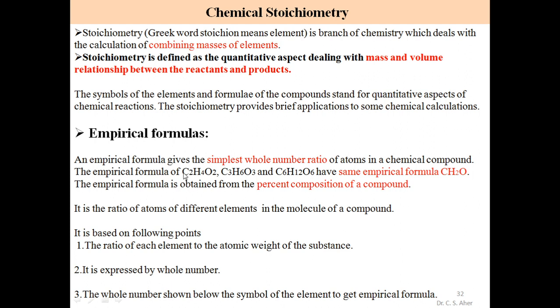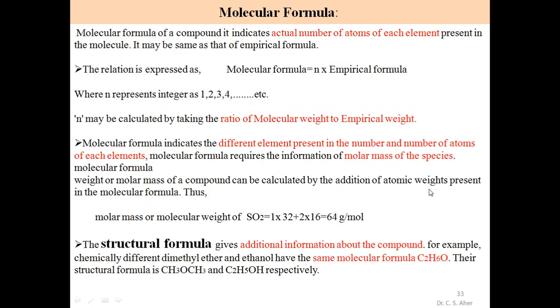In the first compound, carbon atoms are 2 in number. In the second compound, carbon atoms are 3 in number. In the third compound, actual carbon atoms are 6 in number. So these are the three actual compositions present in the molecular formulas, and these three molecular formulas have the same empirical formula. So the empirical formula and molecular formula are different. Sometimes the empirical formula and molecular formula are the same; it depends upon the number of atoms present.